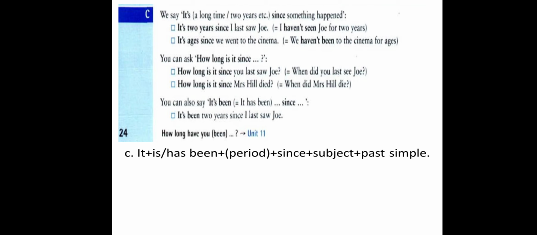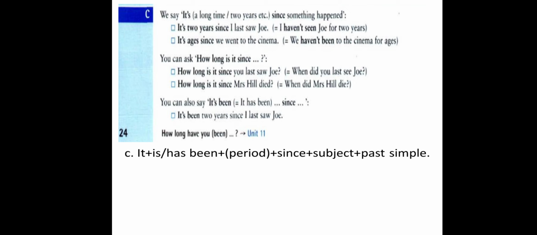We say it's a long time or 2 years, etc. It's plus a period of time. Or it has been, it plus is or has been, plus a period of time, plus since, plus subject, plus past simple. This is the form. It is written down. If you notice here, after since you find past simple.